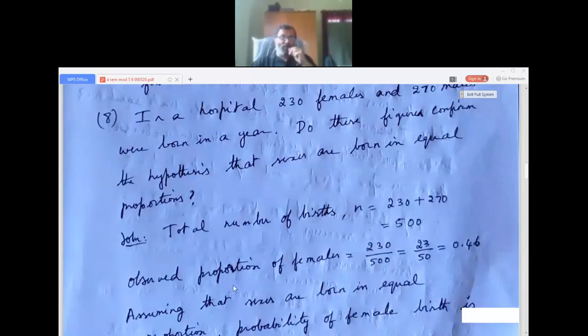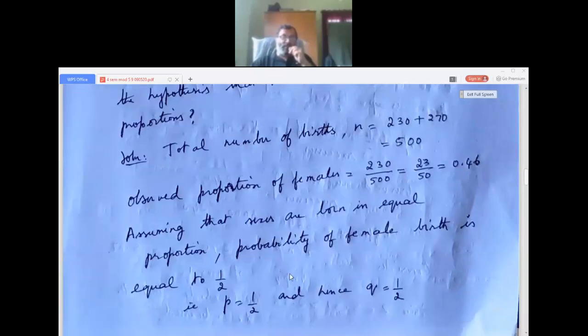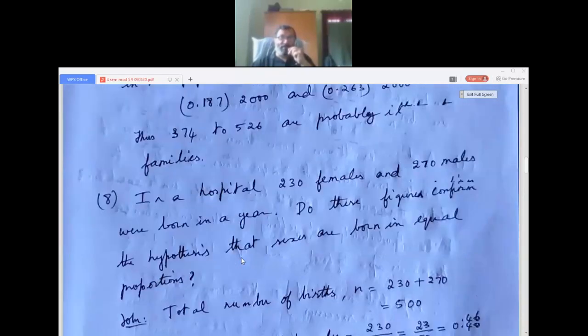So observed proportion of females. In this, you can take male also, I took female. Observed proportion of females is 230 by 500, that is 23 by 50. It is 0.46. Assuming that sexes are born in equal proportion, as given here, do these figures confirm the hypothesis that sexes are born in equal proportion?